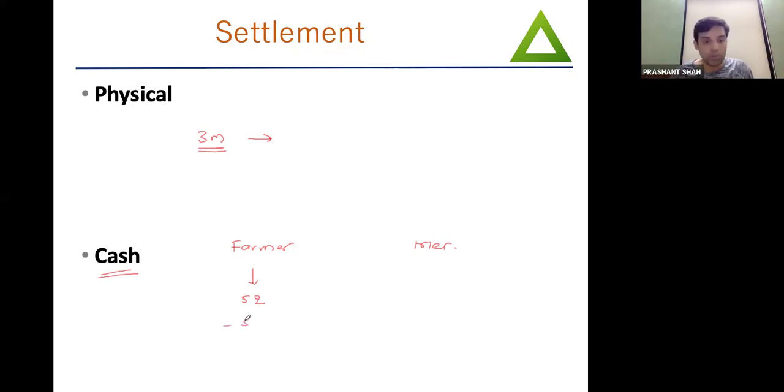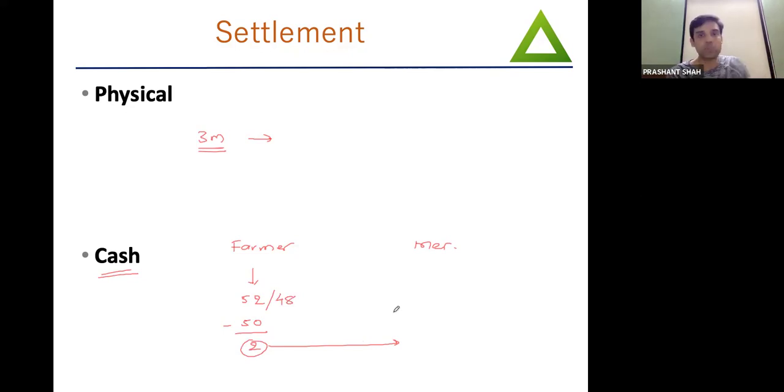Now, the farmer was supposed to retain 50 rupees, and the balance that he has received in excess should be given to whom? Merchant. This is an example of cash settlement, much more intuitive. And say, for example, he's not receiving 52, instead he is able to sell at 48, then you can understand that the difference amount shall come from merchant to the farmer.